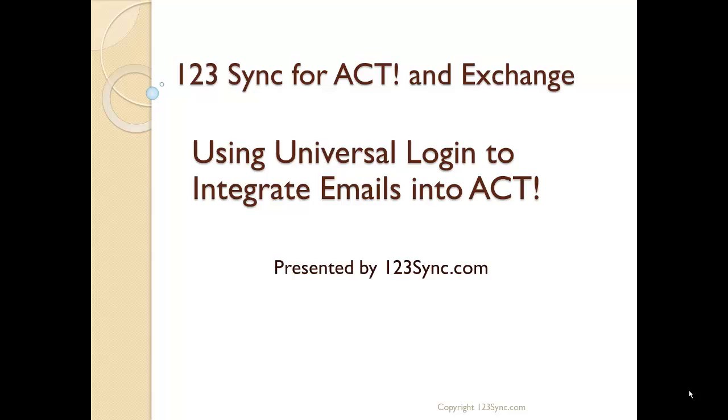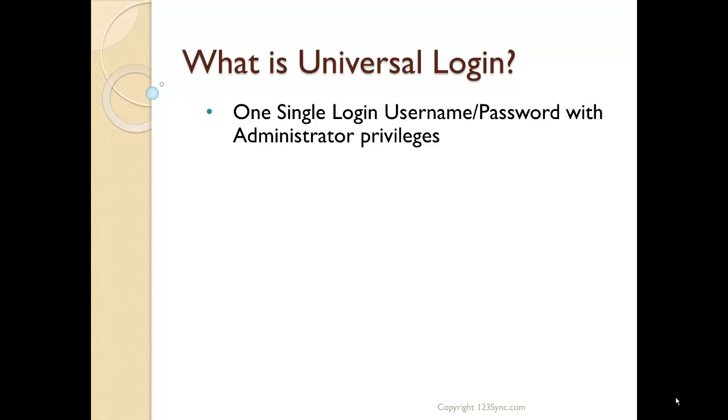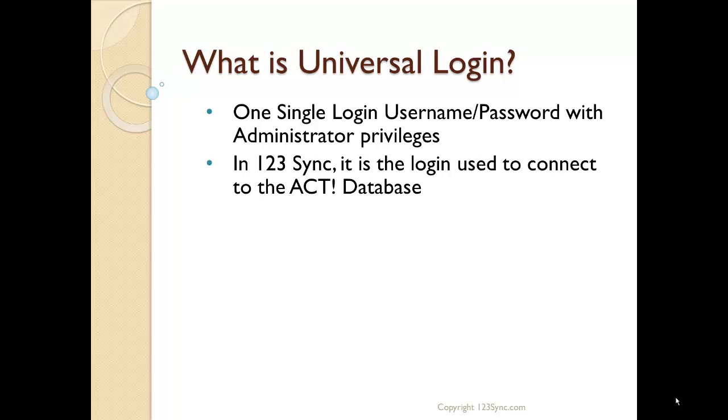In this video tutorial, we're going to address the issue of using a universal login to integrate emails into ACT. So, what is universal login? Universal login is when you have one single login, username and password, with administrator privileges. In 123 Sync, it is the login used to connect to the ACT database. So when you open the ACT database, that's the login that you use.